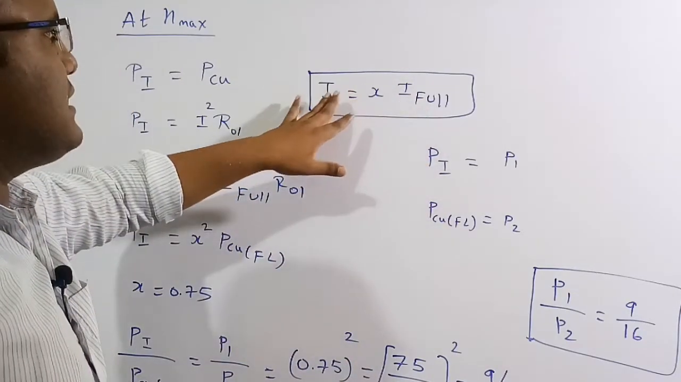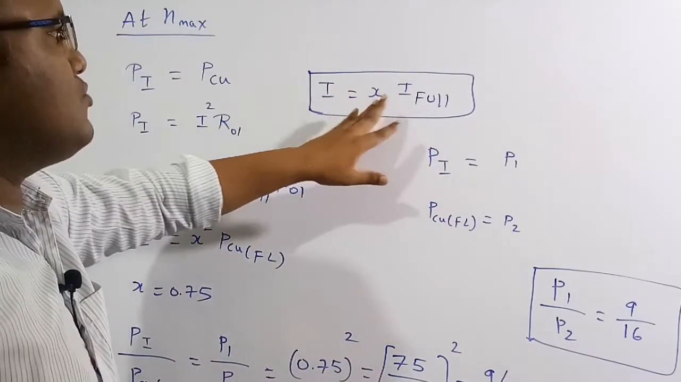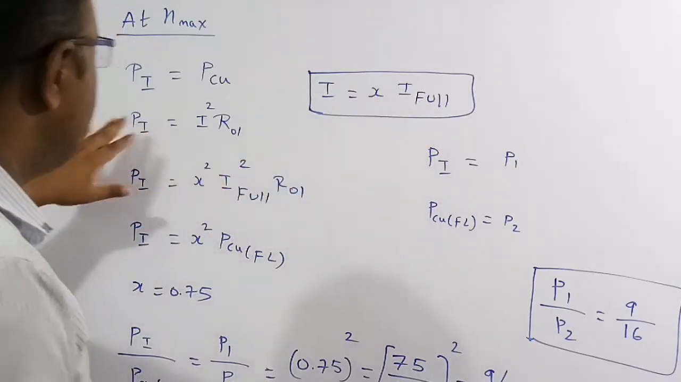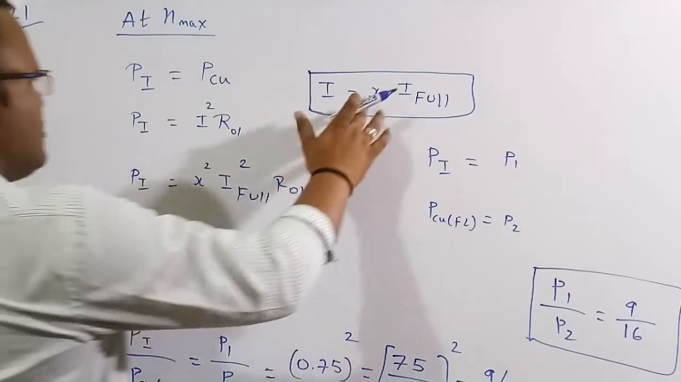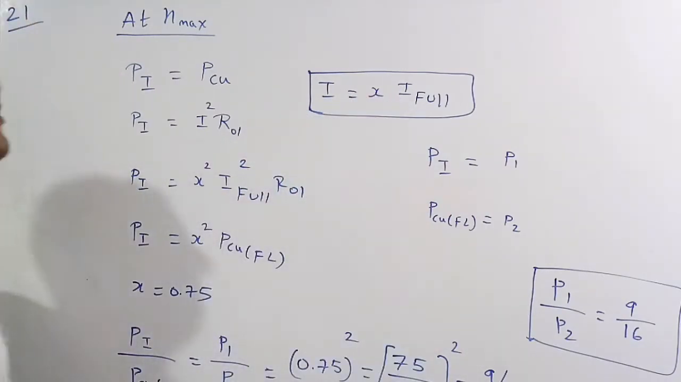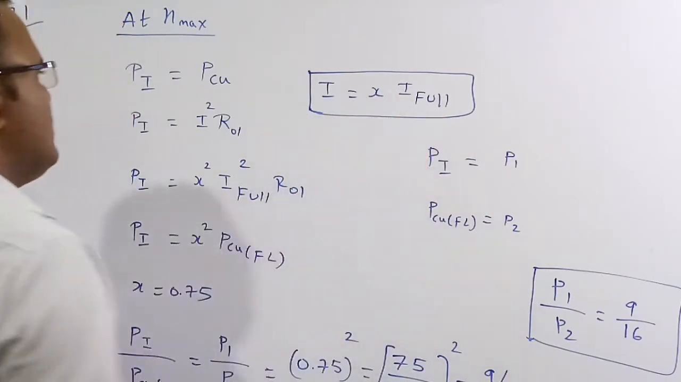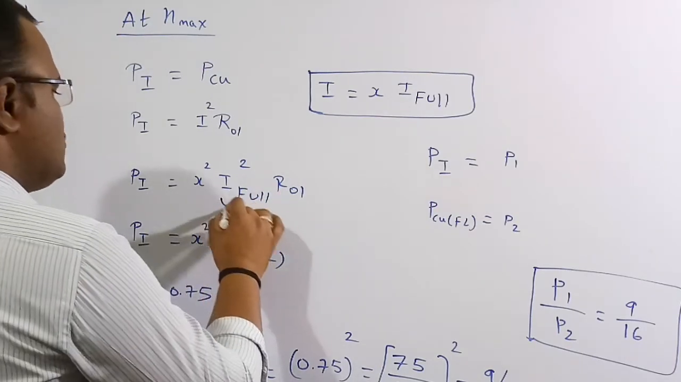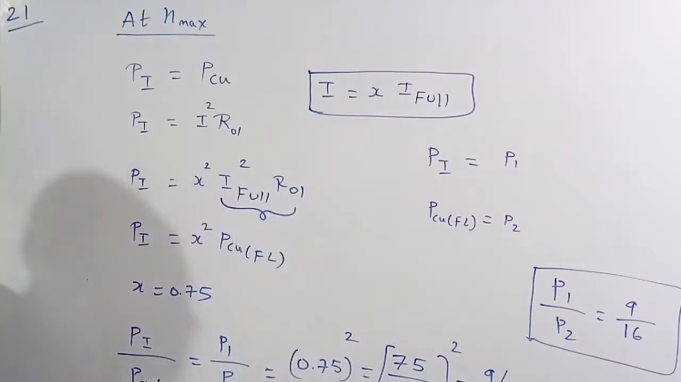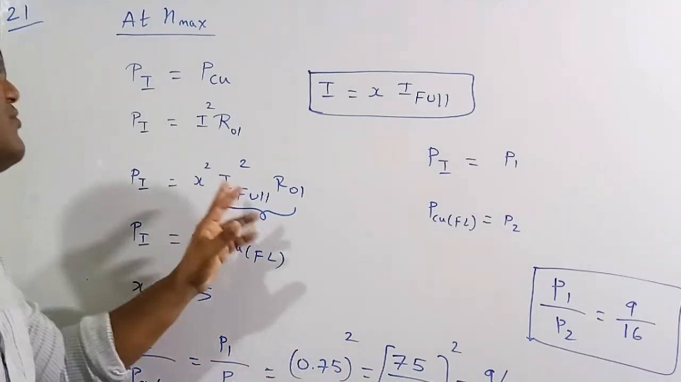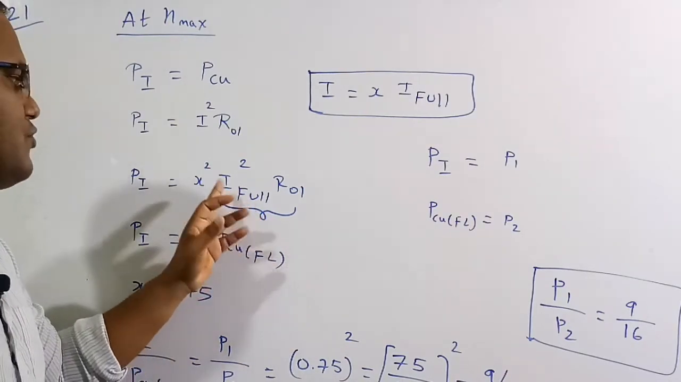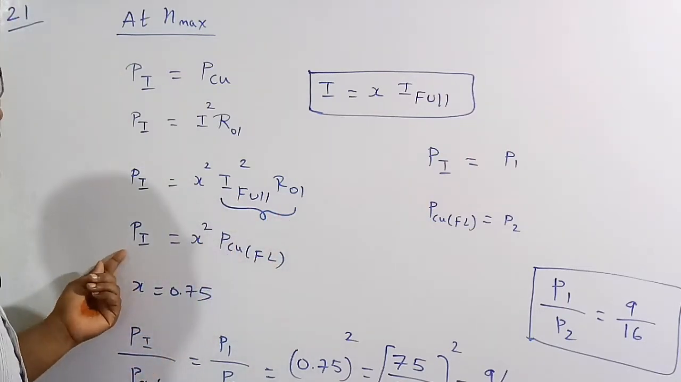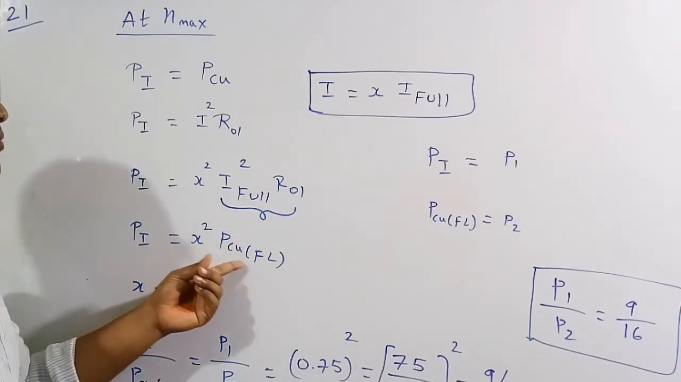So the current in the transformer windings is equal to a fraction of the full load current. Therefore in place of I, I am going to replace x I full load, whole square. So I am going to get x square I full load square R01. This is called the full load copper loss, because at full load the amount of current is I full load. So the iron loss is equal to x square times the copper loss at full load.